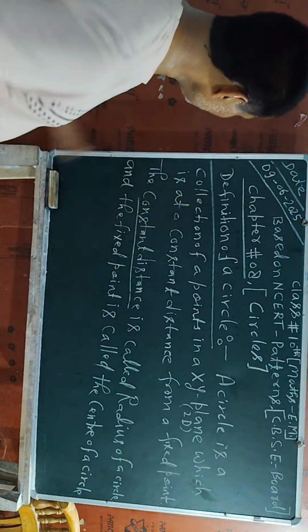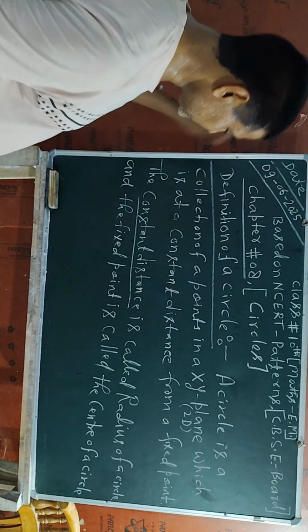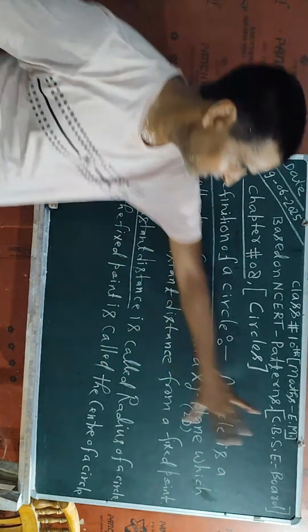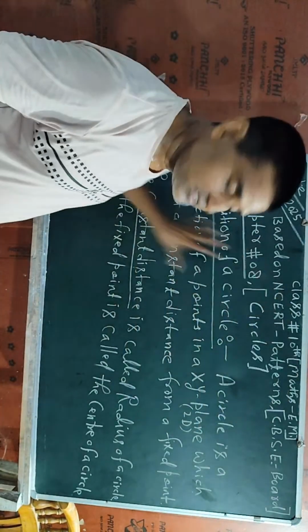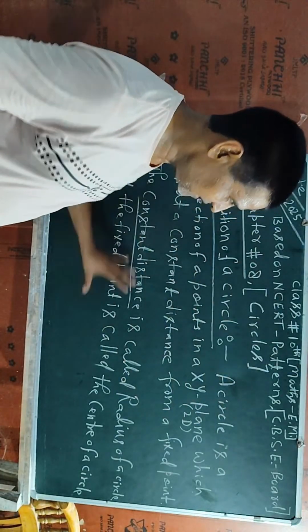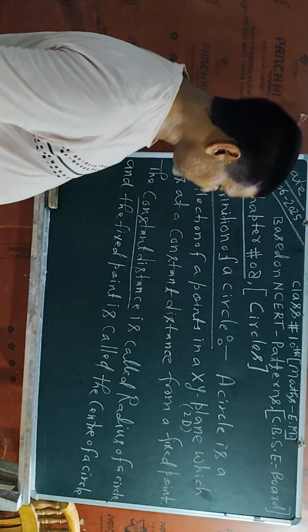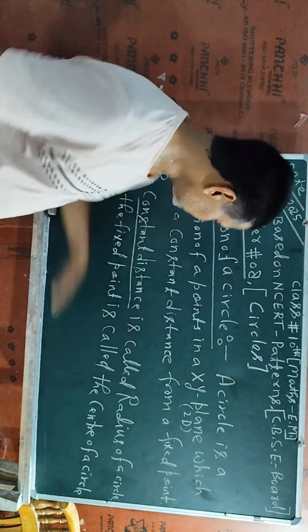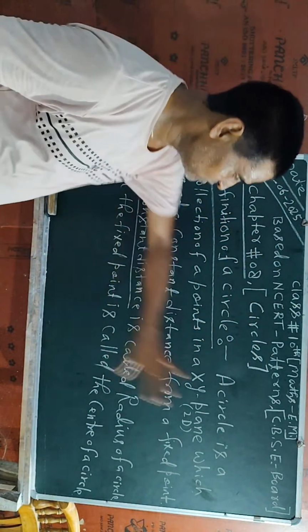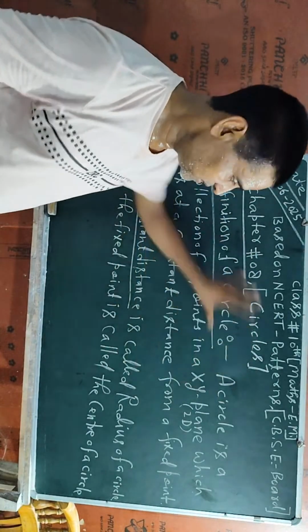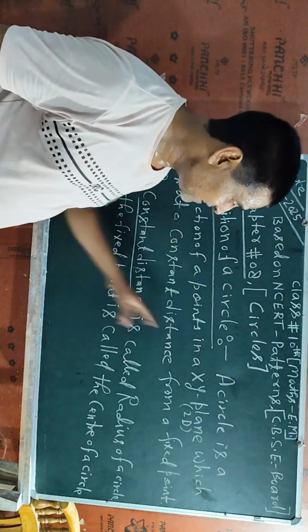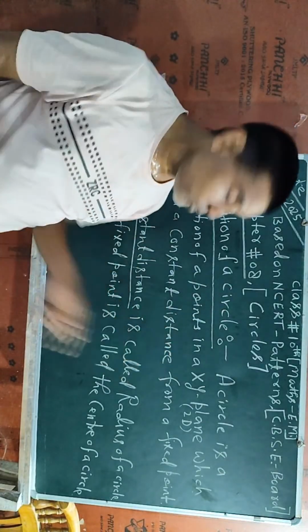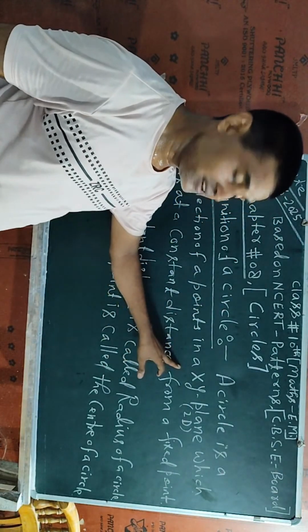For example, this is the y-axis and this is the x-axis, so here I am getting one plane. This is the plane, and I will say this is the xy plane. In this plane, I have taken a collection of all points.